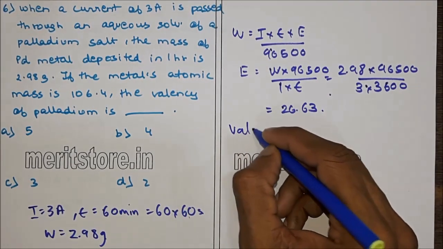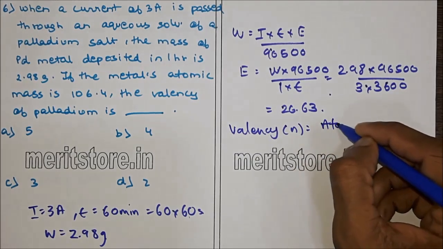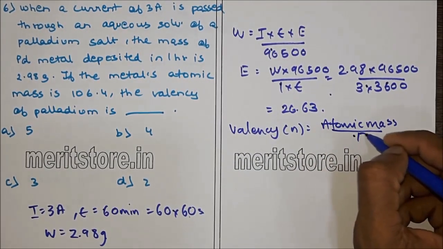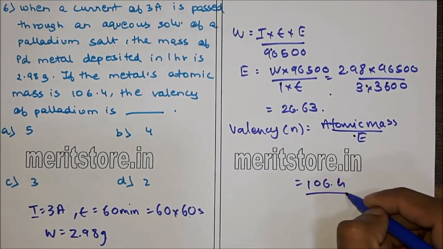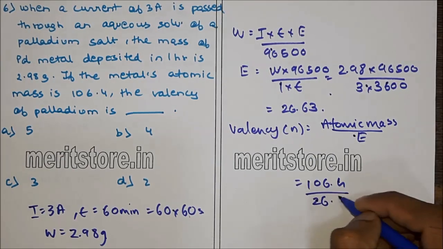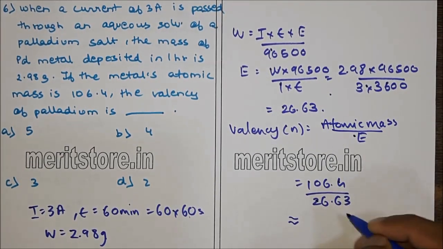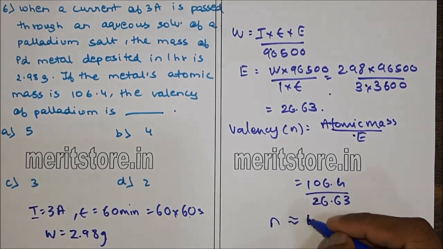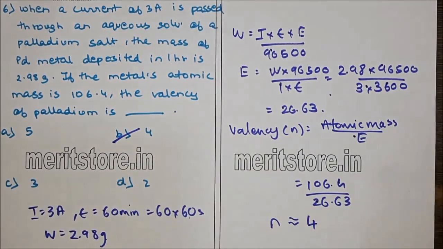Therefore valency N is equal to atomic mass upon E, which is equal to 106.4 upon 26.63, which we get approximately, when we solve this, we get 4, which is N is approximately 4, which is our answer matches with option B. Therefore option B is the correct answer.